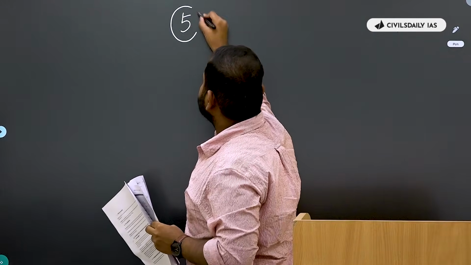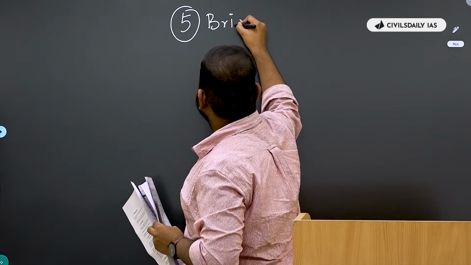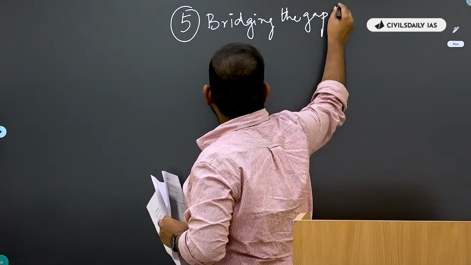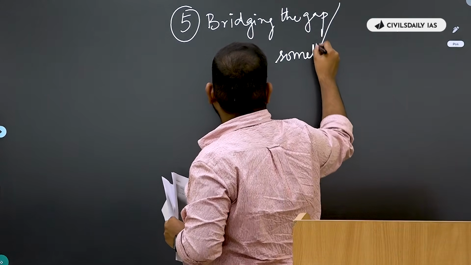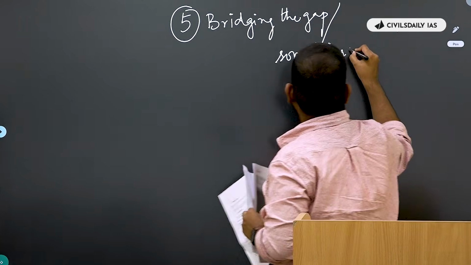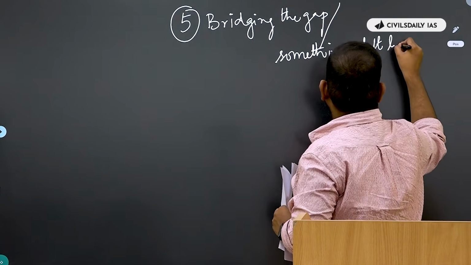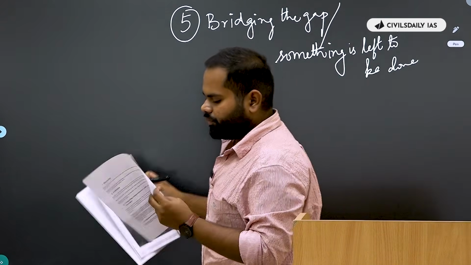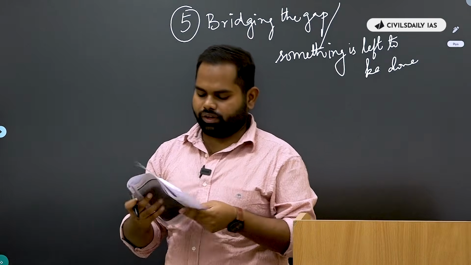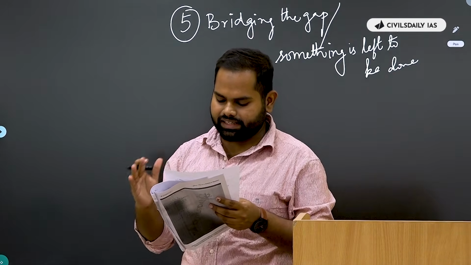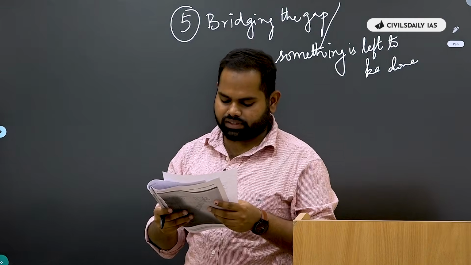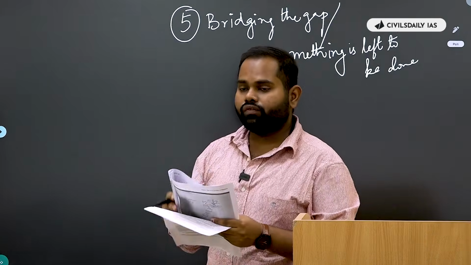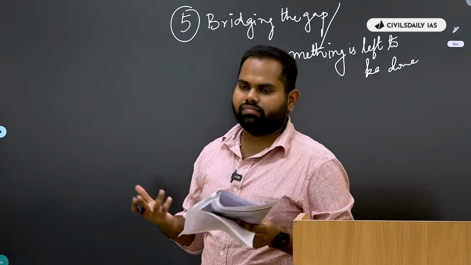The 5th construct is when you have anything like bridging the gap, or something left to be done, basically the philosophy being that. So we had a question in 2022 which said: what do you mean by good governance? How far have recent initiatives in terms of e-governance steps taken by the state helped the beneficiaries? Discuss with suitable examples. For which you'll have a lot of points. E-governance is something that everybody prepares.